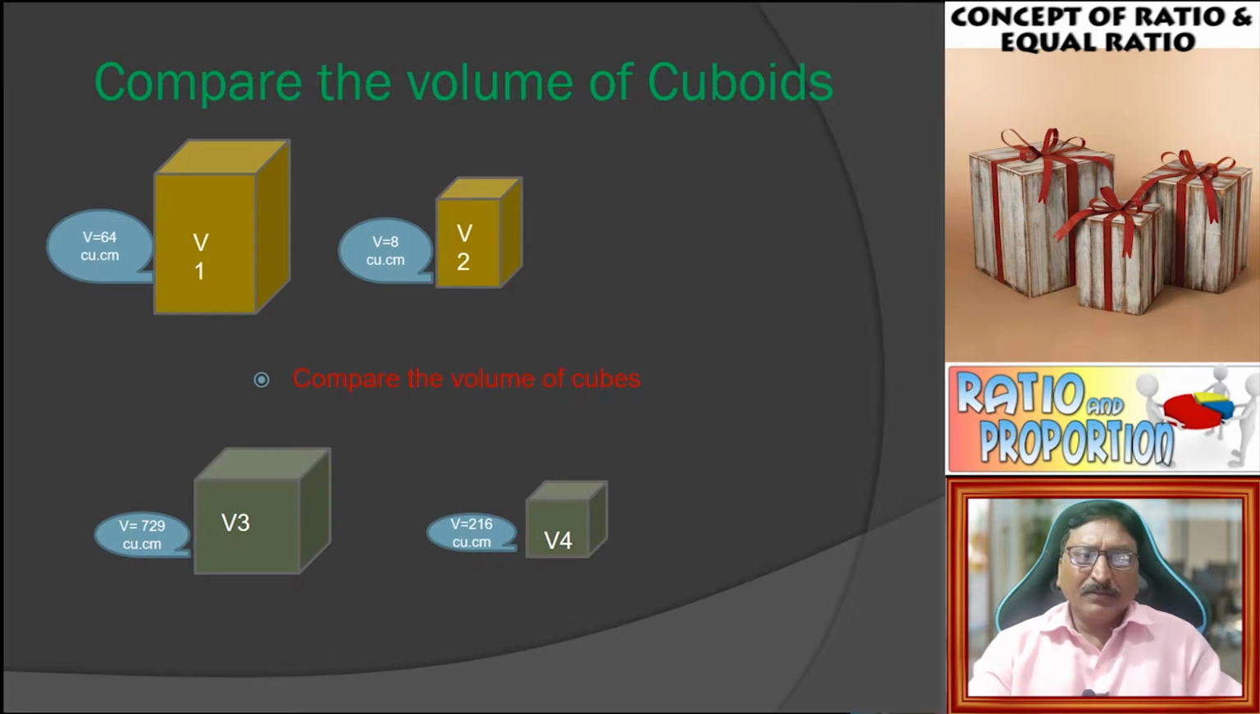In these pictures, we are given the volume of the first cuboid V1, the volume of the second cuboid V2, as well as the volume of cube V3 and the volume of cube V4. How will you compare them? Either by the subtraction method or by multiple.